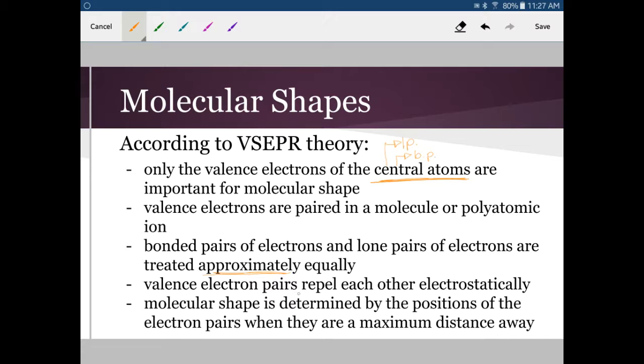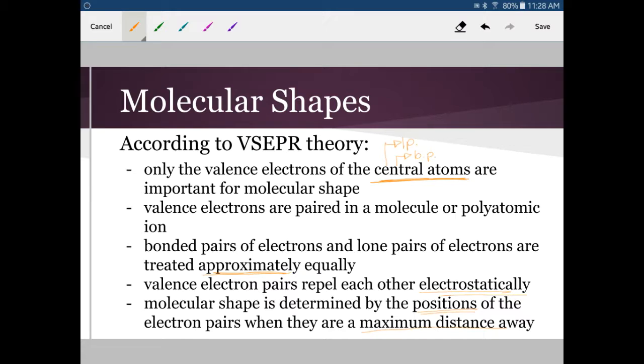Now, our valence electron pairs repel each other electrostatically, which means that negative charges don't like to be beside each other, so they repel. And molecular shape is determined by the positions of the electron pairs when they're a maximum distance away. So essentially, the electrons are naturally going to repel each other a maximum distance when there's a certain number of electrons around it.